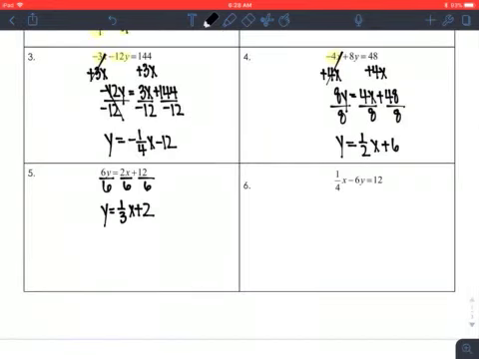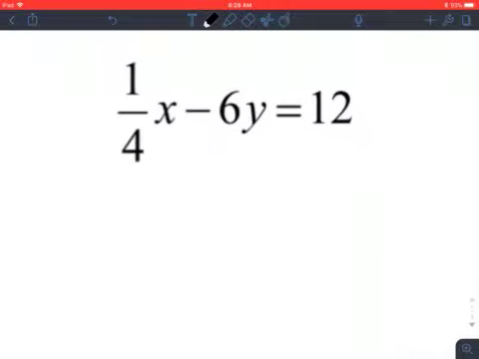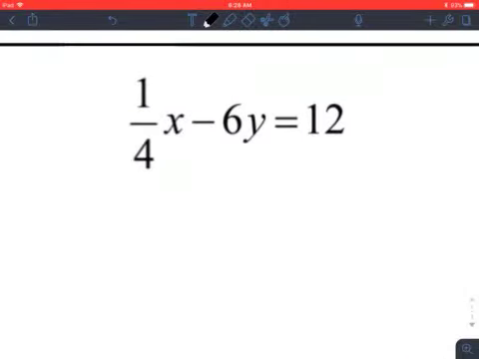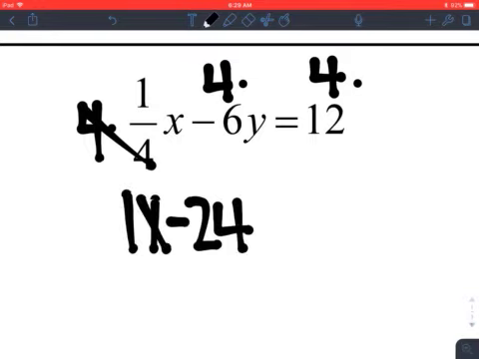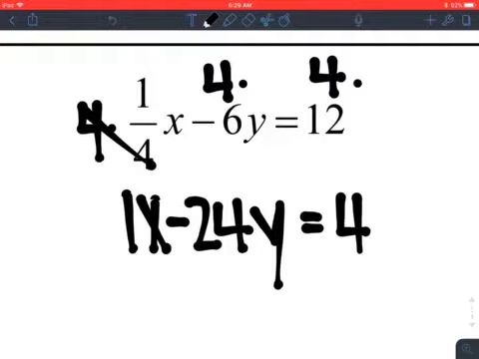Okay? Now, number 6 is probably the hardest one on here because we have this pesky little 1/4. So the issue here is that I want to get rid of that fraction. So like I always say, we're going to multiply by the denominator. So we multiply every single term by that 4 so that that denominator cancels out. And I'm left with 1x minus 24y is equal to 48.